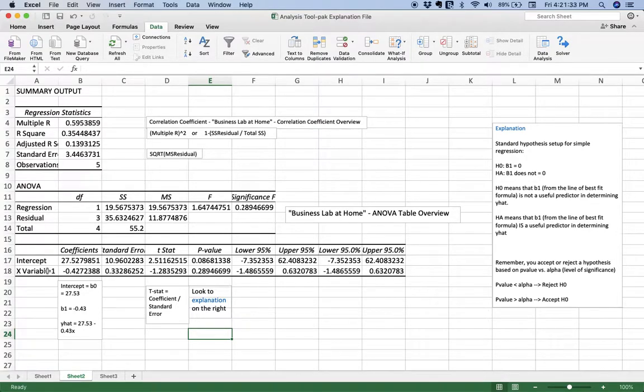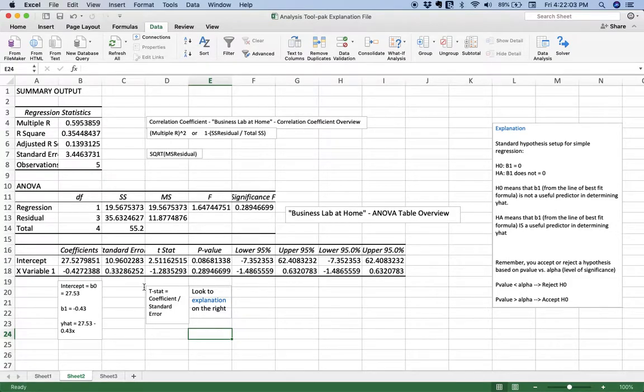The b1, on the other hand, relates to the specific x values that you would be plugging in. So the b1 coefficient, which you multiply by some input x that you come up with to predict your y hat, is going to be about negative 0.43. So if I were to create my line of best fit formula just from this output, it would be y hat equals 27.53 minus 0.43 times x, whatever x is. So you can create your line of best fit formula from these coefficients right here.